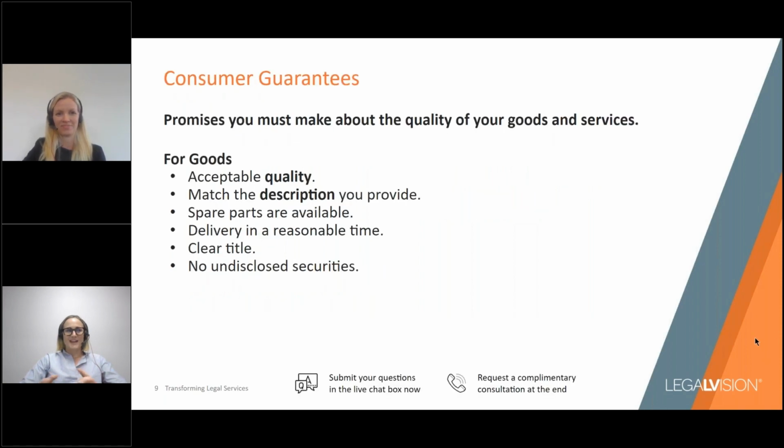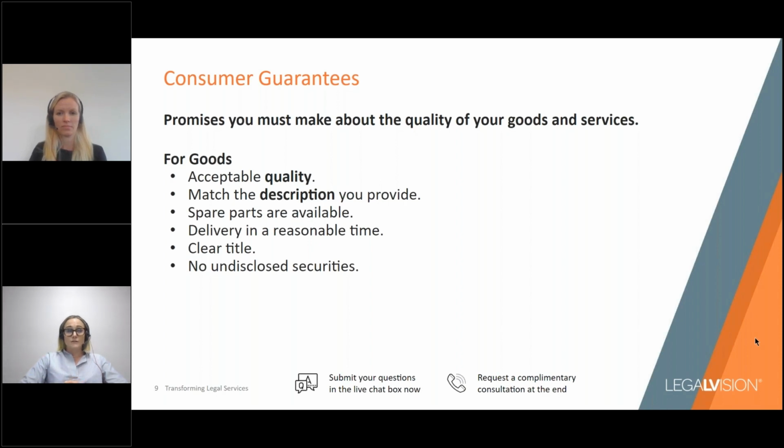Thanks. Okay, so we know the consumer guarantees apply automatically and broadly. We know that they can't be excluded and that they're likely to apply to you as a business, whether you're a supplier or a manufacturer. We also know that the consumer guarantees are the promises you are obliged to make to consumers about the quality of your goods and services. So let's break down the guarantees in a little bit more detail.